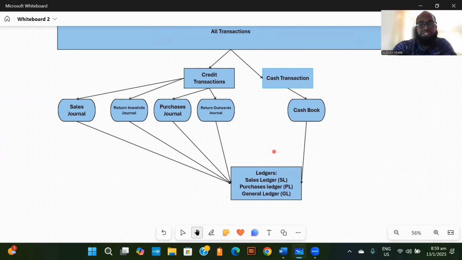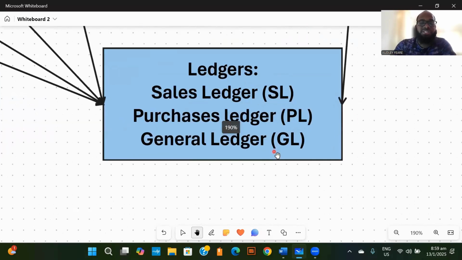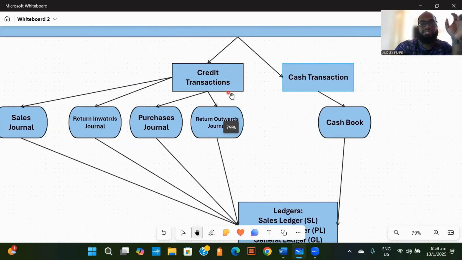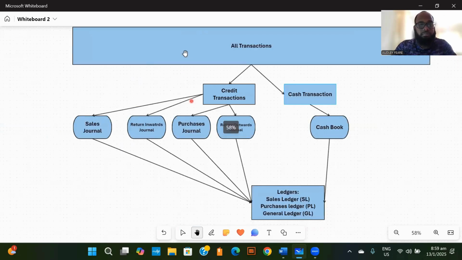Of course, there are three ledgers. We have the sales ledger, the purchases ledger, and the general ledger. So from the transactions, all of them will then go into double entry. So from source documents to the books of original entry to the ledgers. All right, so let's look at the question real quick.